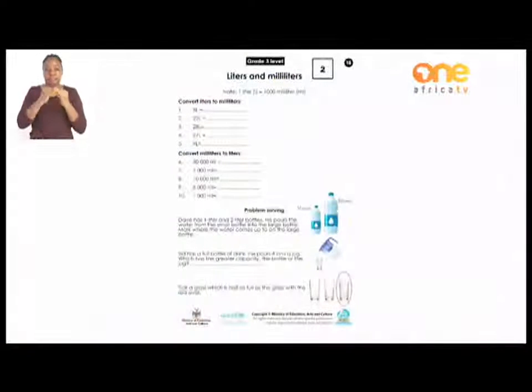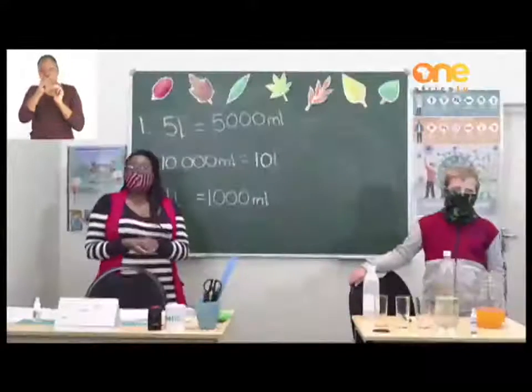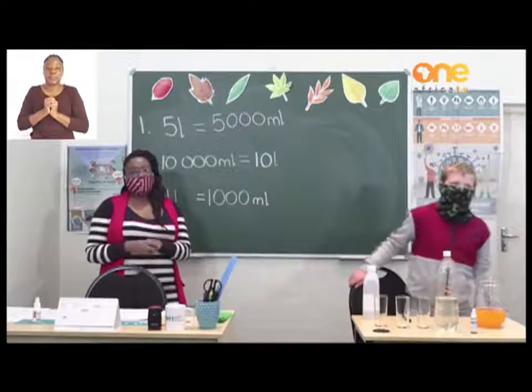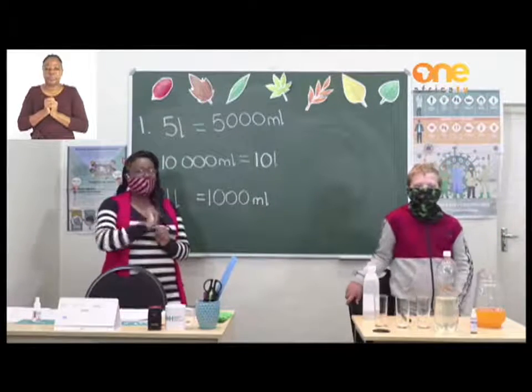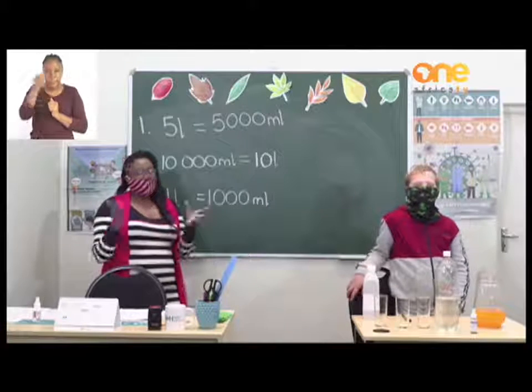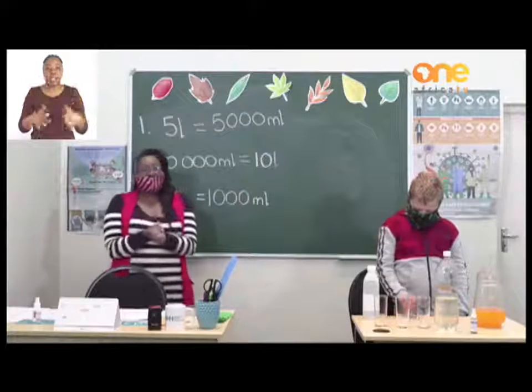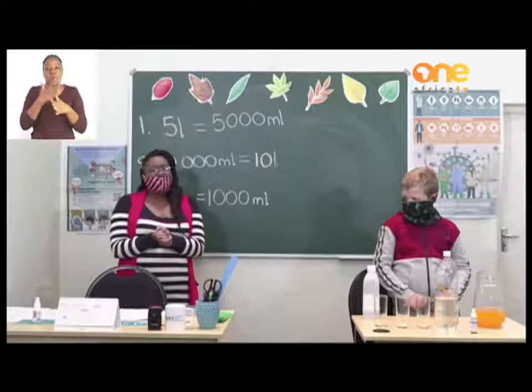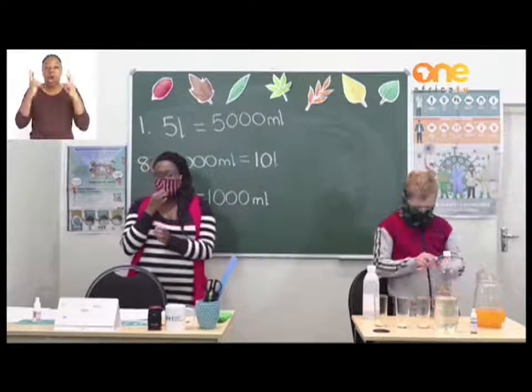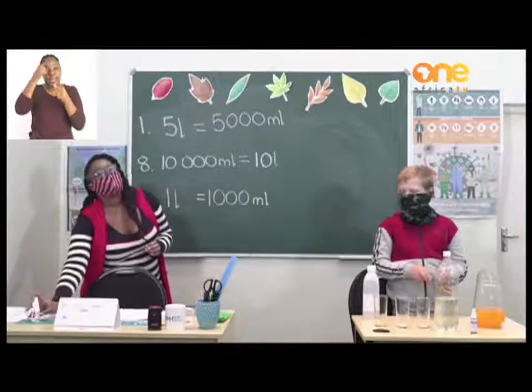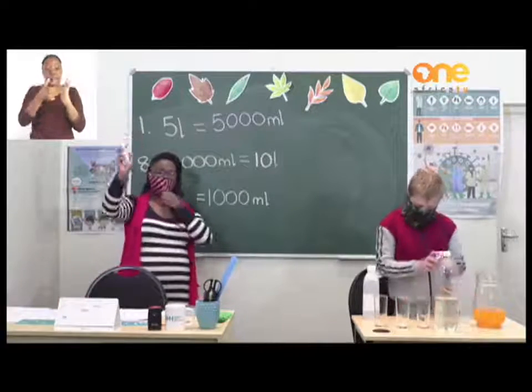And the last one. Let's read the last one. It says, take a glass which is half full as the glass with the red oval. Now you can see that there is a red oval in your paper. I want you to do that one by yourselves. And this is the last activity we have for this lesson. I hope you enjoyed yourselves. And remember, every time you are done, you must sanitize your hands.